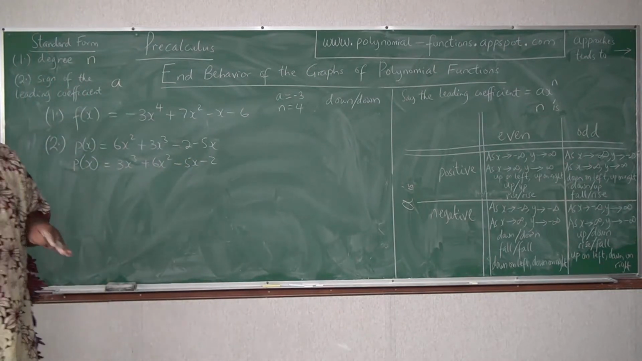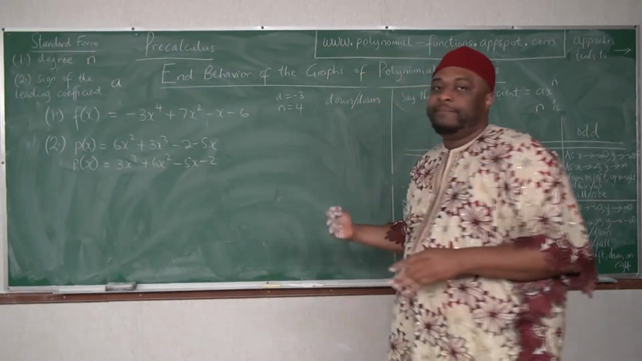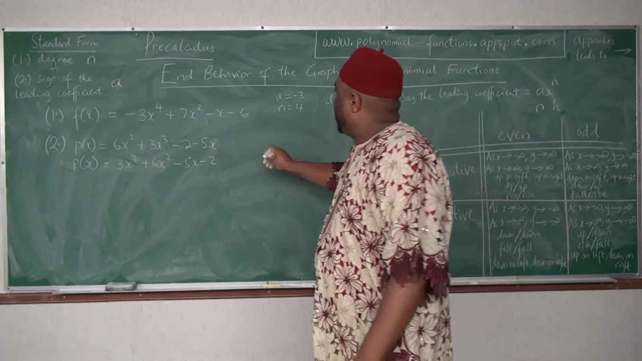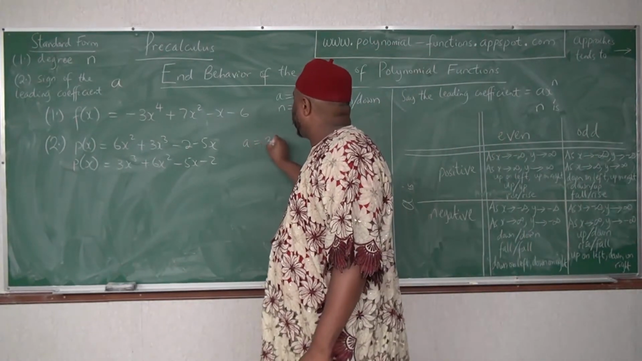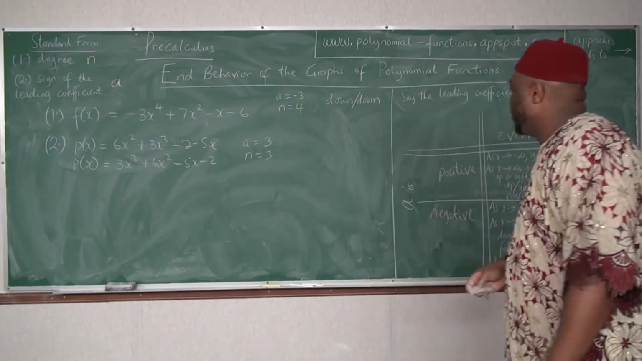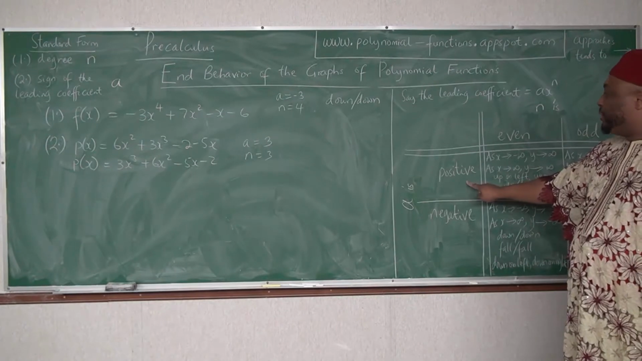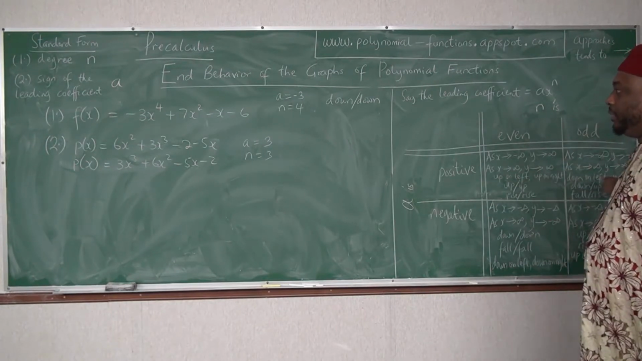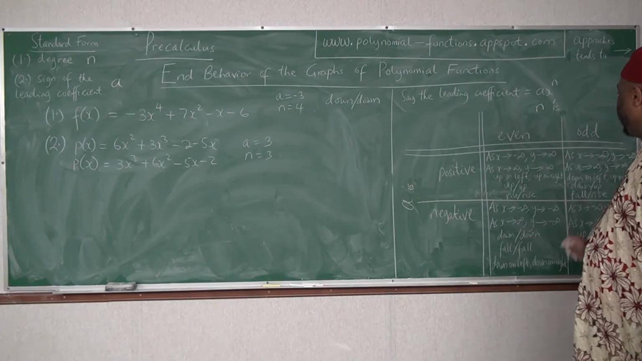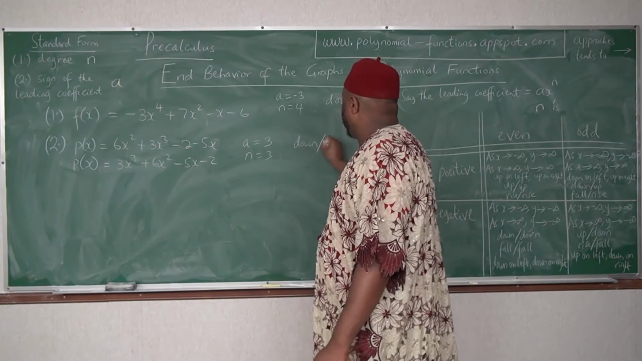Now it is in standard form. You have to always put it in standard form first. Once you do that, our leading coefficient here is 3 and our degree is 3. So positive leading coefficient, odd degree, and that is down, up.